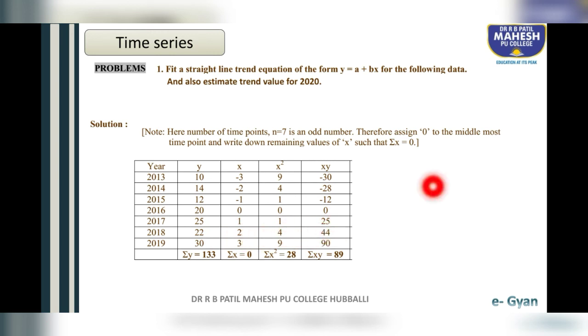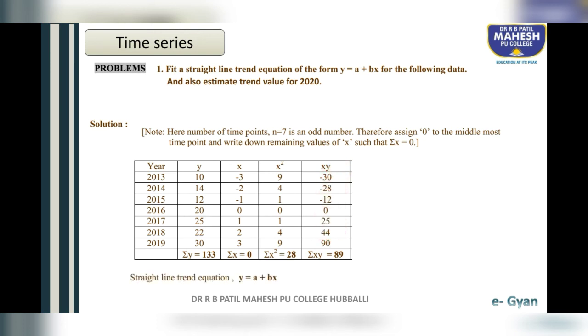Okay, students, now we want summation y total. So add the y values. After adding these y values, summation y total is 133. Adding the x values, it becomes 0. Please note this point, students: summation x is always 0. Next add summation x square. After adding these values, summation x square total is 28. Then summation xy total is 89.